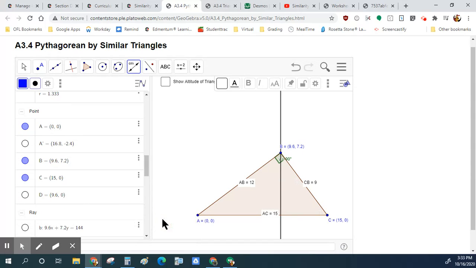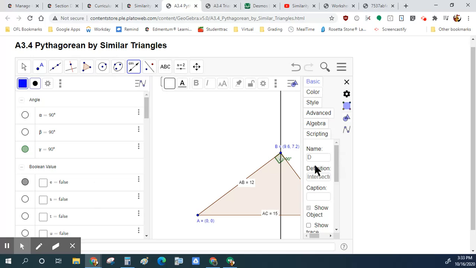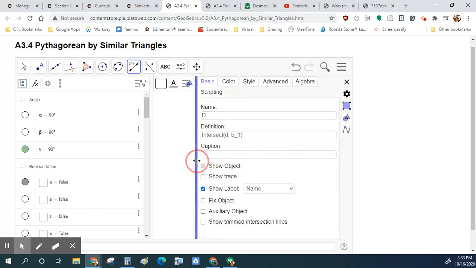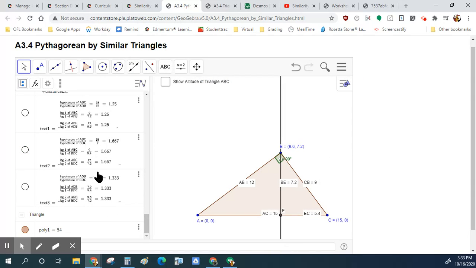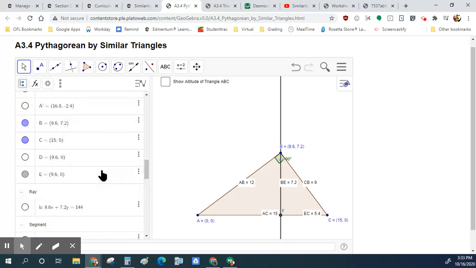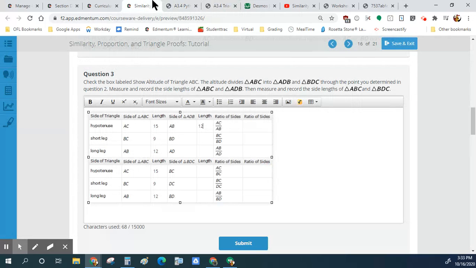Let's see if I can delete it and show this. Why isn't this showing? Yeah, show the object. Okay. They're still calling it E for some reason. So E is going to take the place of D when we're talking about this.